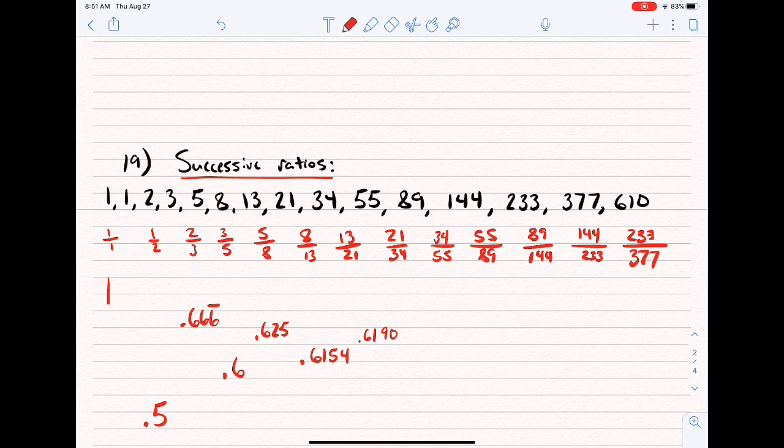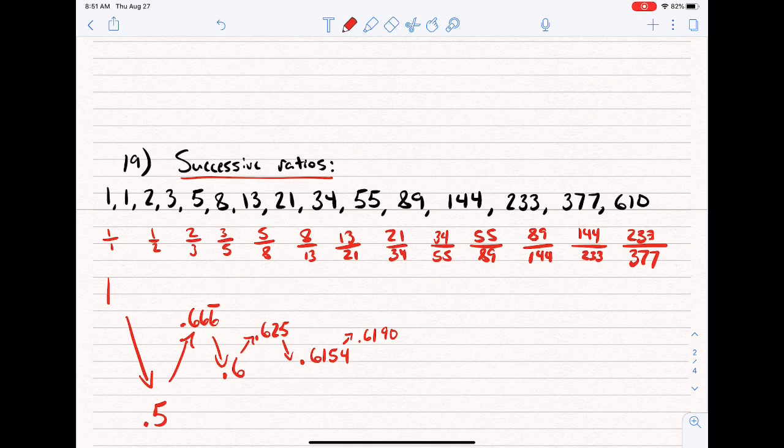It went all the way down to 0.5, and then went all the way up to 0.666, and then down to 0.6, and then up to 0.625, down to 0.6154. And so the numbers keep getting smaller, and then bigger, and then smaller, and then bigger. But notice the distance between the smaller and bigger is getting smaller itself. It's almost like it's refining closer and closer to one point.